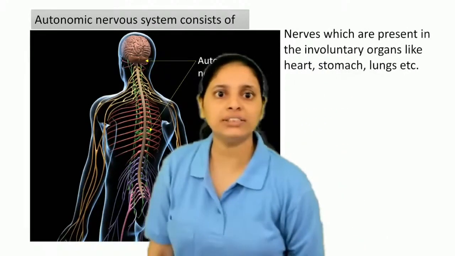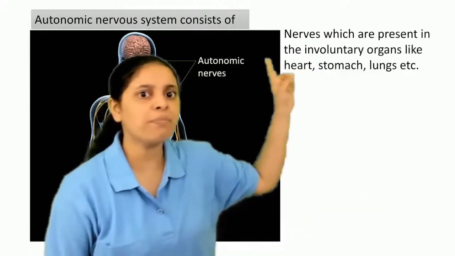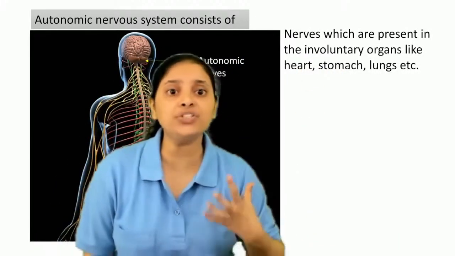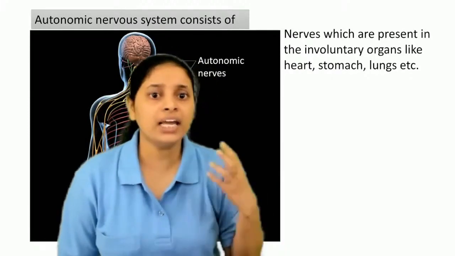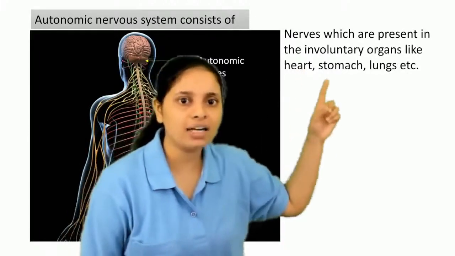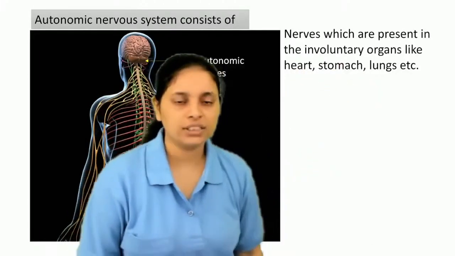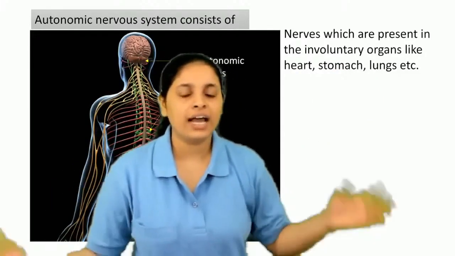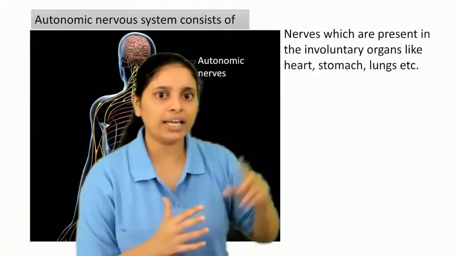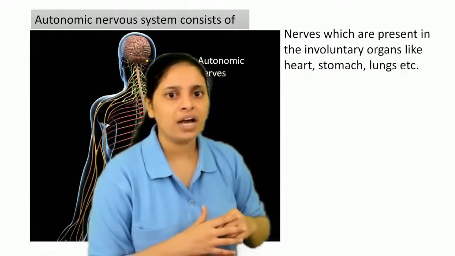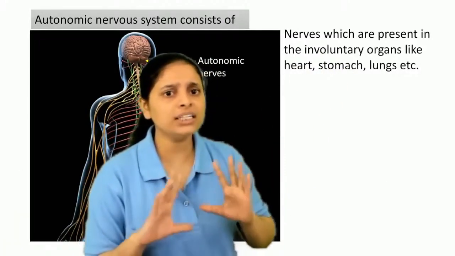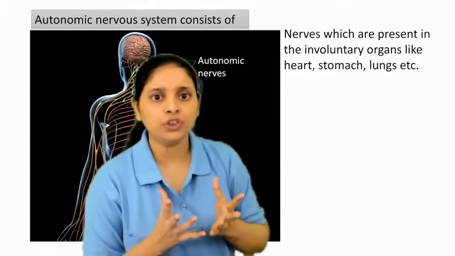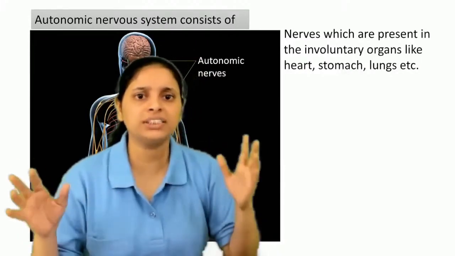Okay, so here again you can see nerves which are present in the involuntary organs. Okay, involuntary organs like the heart, stomach and lungs. सबसे पहले involuntary क्या होता है? Yes, any activity. Okay, like here involuntary organ मतलब, अब देखो अगर ऐसी कोई भी एक्टिविटी है जो हमारे कंट्रोल में नहीं है, हम डिसीजन ही नहीं ले सकते.